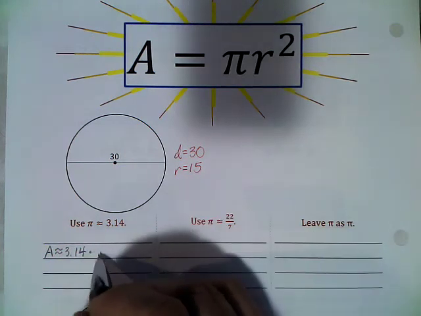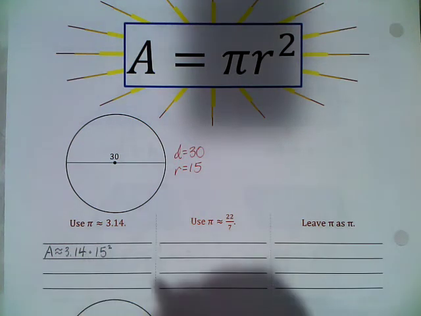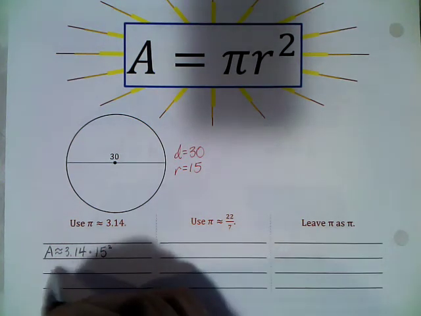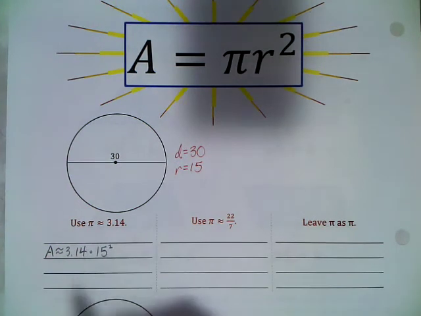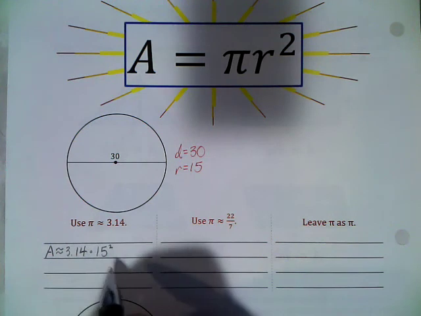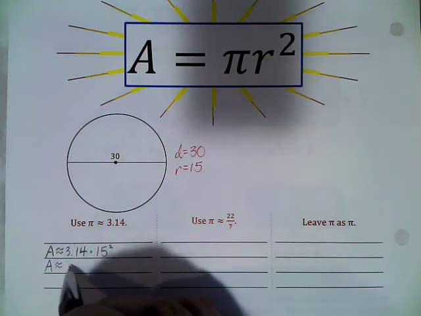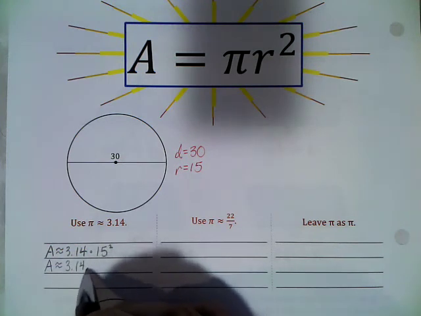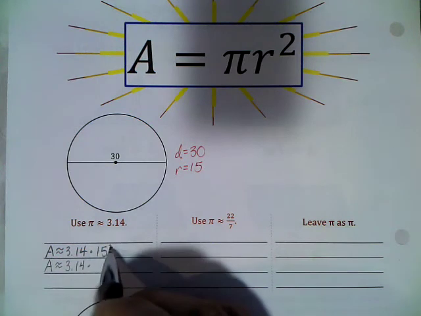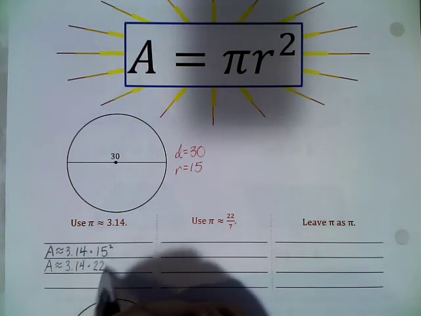I don't have any units on that. So I could just write this as 15 squared. Now, we're going to follow the order of operations. We always have to follow the order of operations. So think about your PEMDAS. So we don't have any parentheses here. We do have an exponent, so we got to do that exponent first. So A is going to be approximately equal to 3.14 times, and then 15 times 15, or 15 squared, is 225.